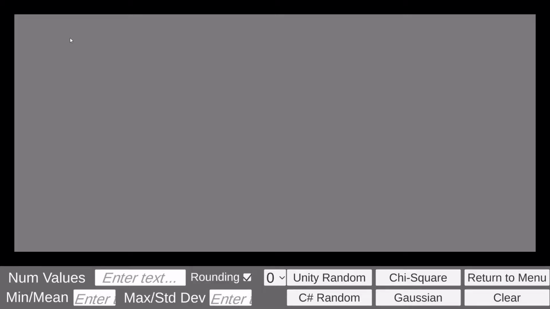So let's start by looking at randomness graphs for now. In this scene, we're going to generate a number of random values and display the occurrences of each value on the graph.